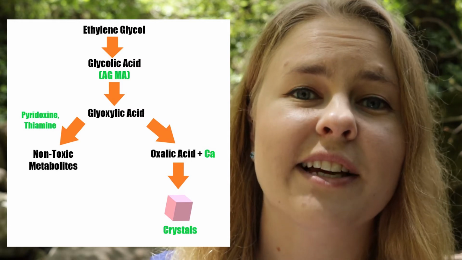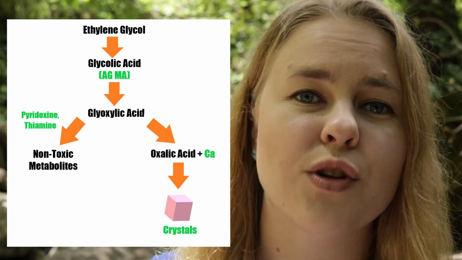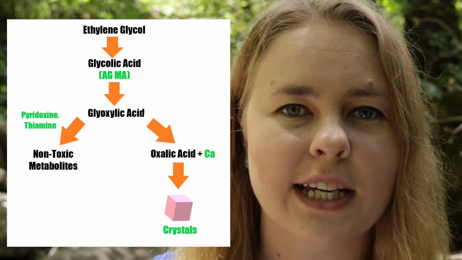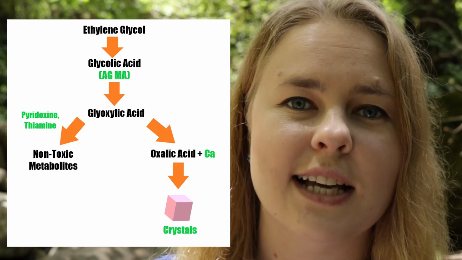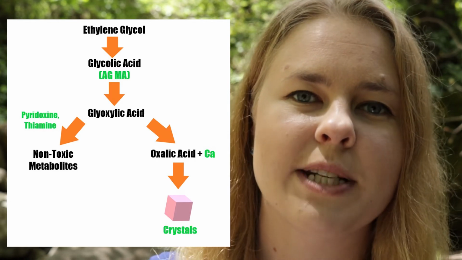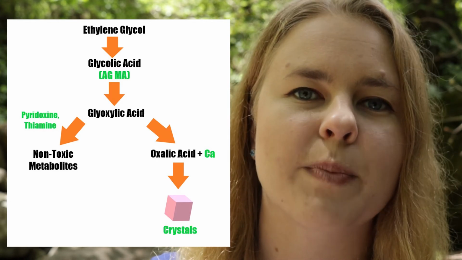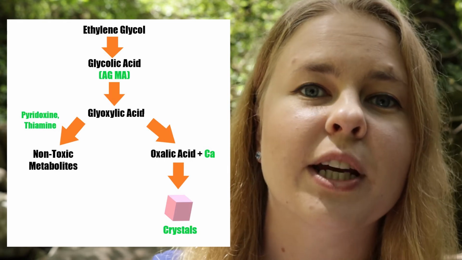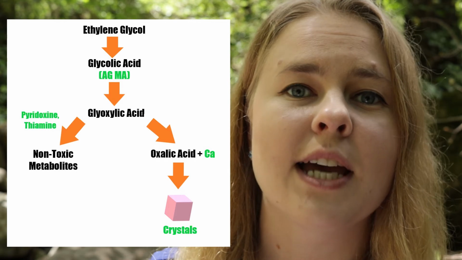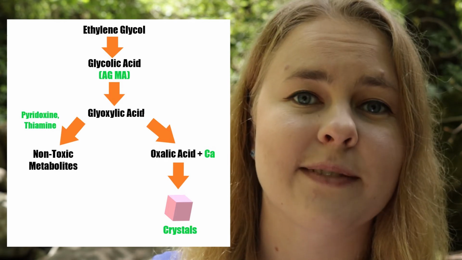Ethylene glycol gets metabolized by alcohol dehydrogenase into glycolic acid. Glycolic acid is the main acid that contributes to the anion gap metabolic acidosis that you see. Glycolic acid gets metabolized to glyoxylic acid, and glyoxylic acid gets metabolized to several non-toxic metabolites using cofactors such as pyridoxine as well as thiamine. But it can also form oxalic acid, which when combined with calcium can cause crystals in your kidneys.